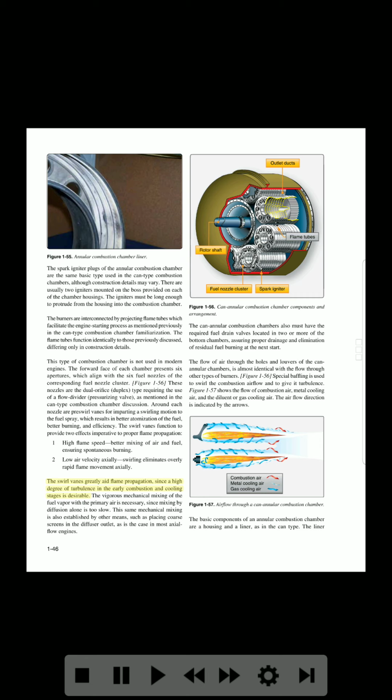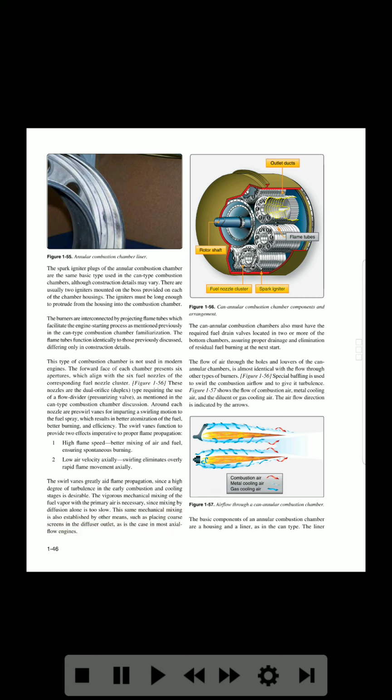Since a high degree of turbulence in the early combustion and cooling stages is desirable, the vigorous mechanical mixing of the fuel vapor with the primary air is necessary. Since mixing by diffusion alone is too slow, this same mechanical mixing is also established by other means, such as placing coarse screens in the diffuser outlet, as is the case in most axial flow engines.